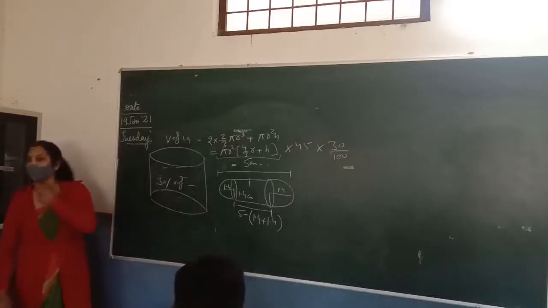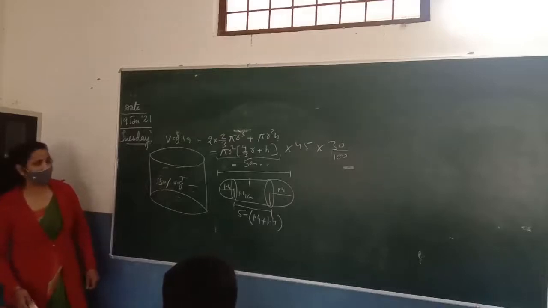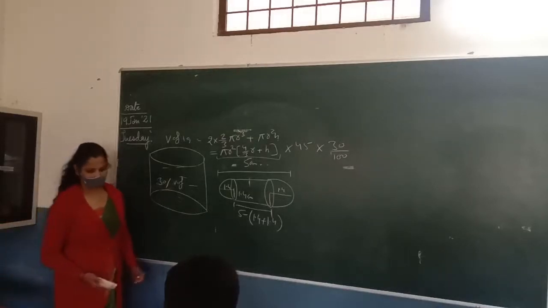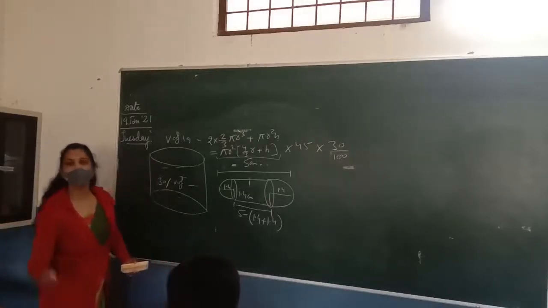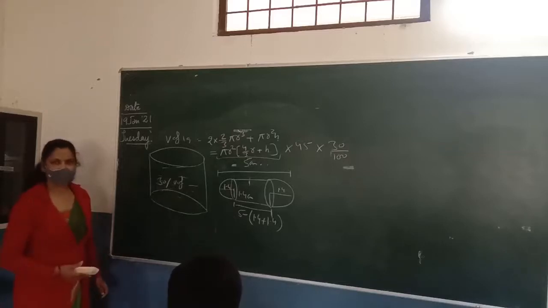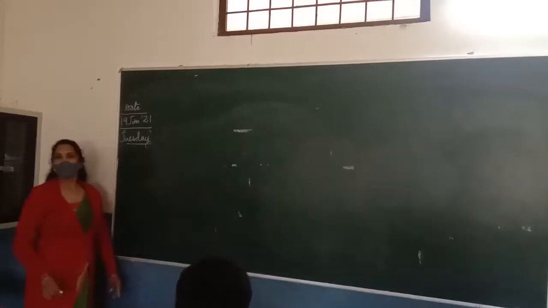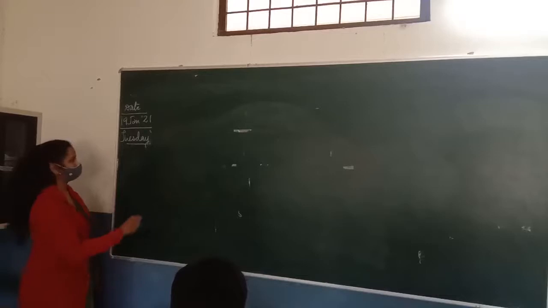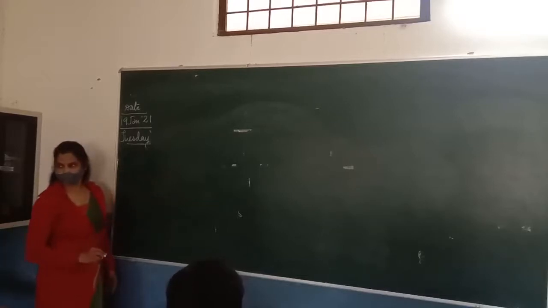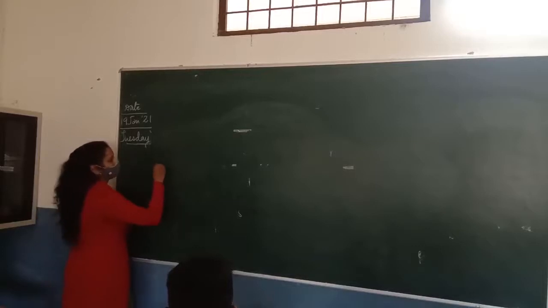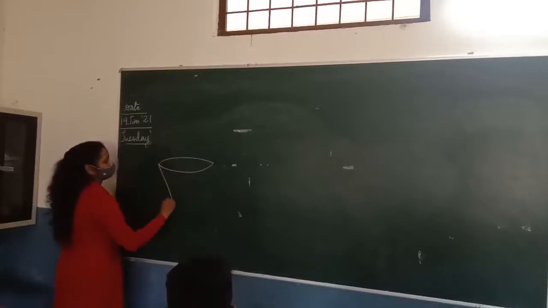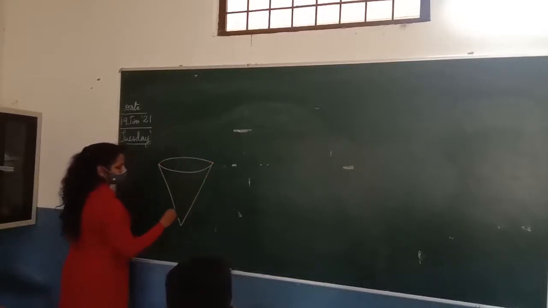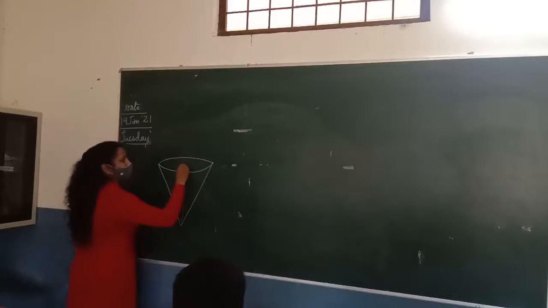Any other question from this line? Okay, just take it. Please write down this question. Question: a vessel in the form of an inverted cone, its height is 8 cm and the radius of its top, which is open, is 5 cm. What is the height and the radius?